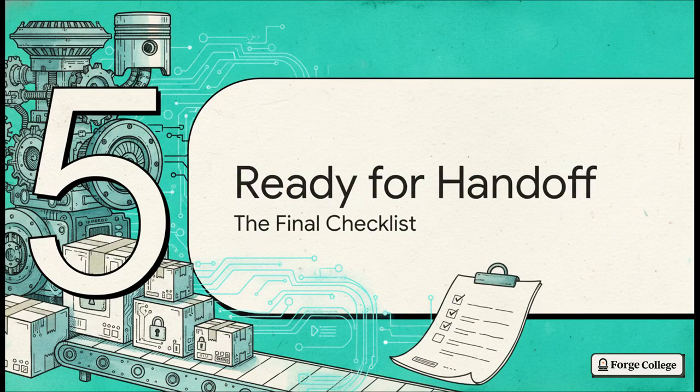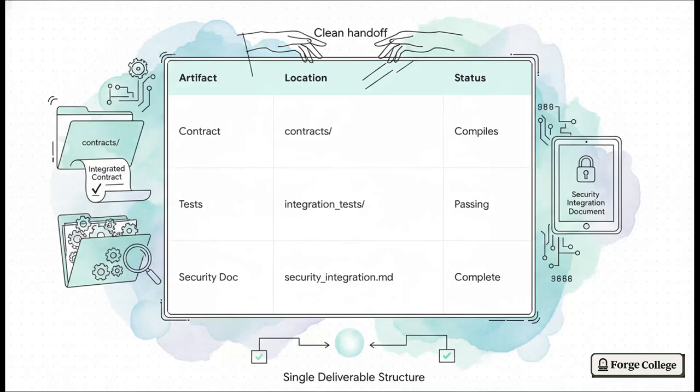Part 5, ready for handoff. The engine is built, tested, and boxed up. Time for the final checklist. And this brilliantly illustrates exactly what we mean by a clean handoff. Everything must be neatly organized into a single deliverable structure. The integrated contract is exactly where it belongs, compiling perfectly. The integration tests are isolated in their proper folder, and they're all passing. The security integration document is totally complete. A static analysis reviewer can pick this whole package up without an ounce of ambiguity. Everything has a place, and everything is in its place.